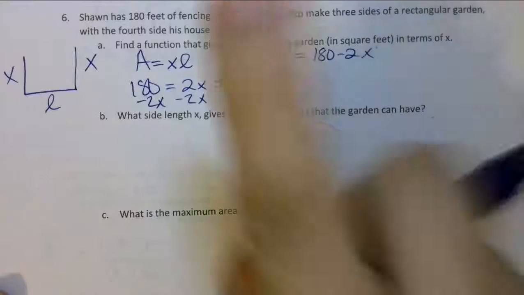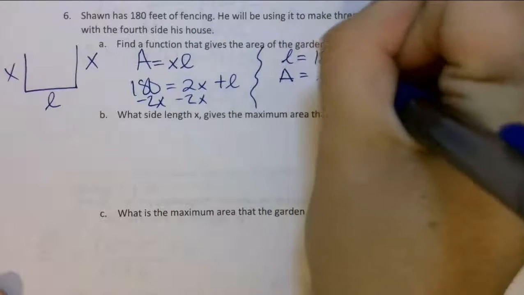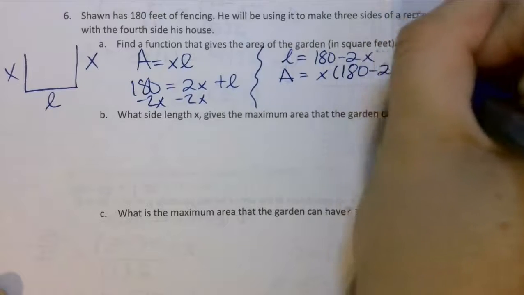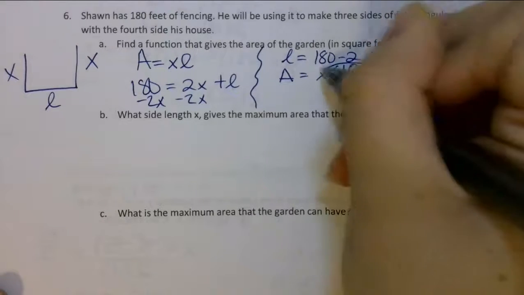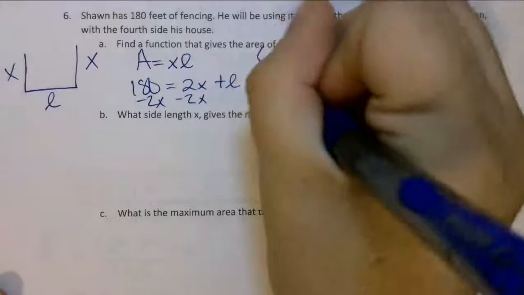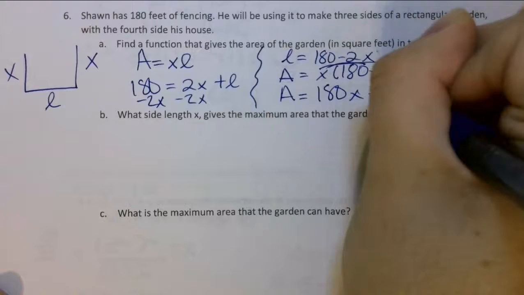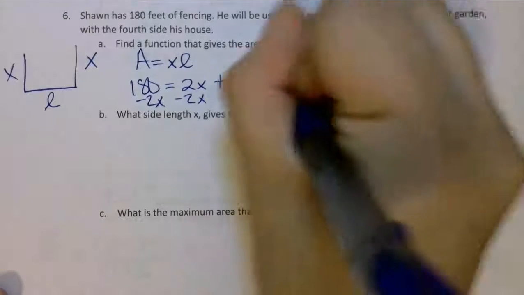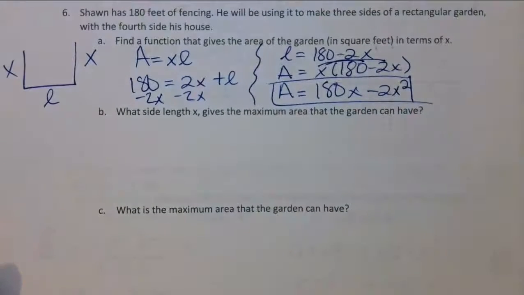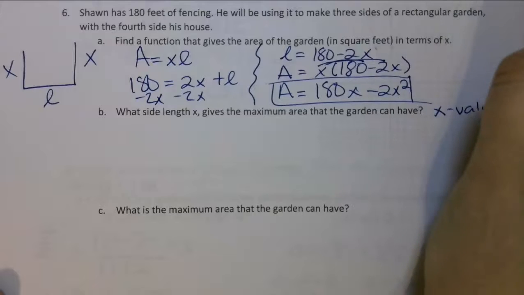I'm going to take this and plug it in for the L in the area function. So I have x times 180 minus 2x. Then I want to go ahead and distribute. And I get 180x minus 2x squared. That is my area function. Then it wants me to find the maximum, or the side length to give the maximum area. This is the x value from the vertex.